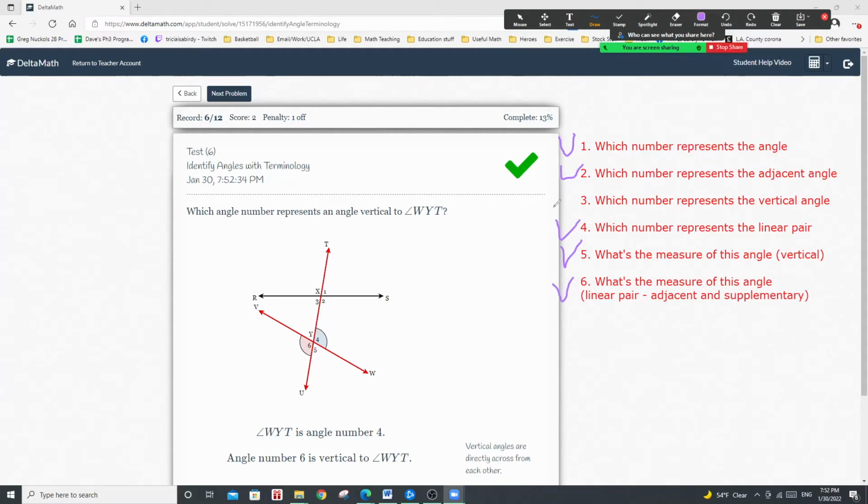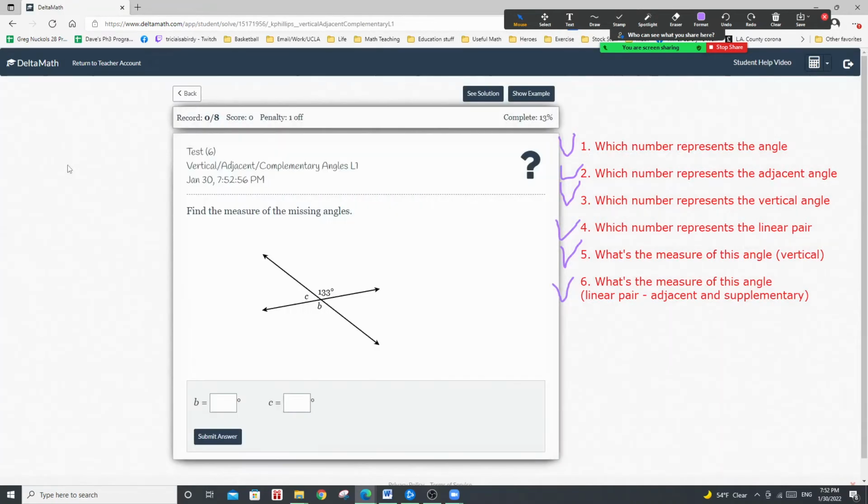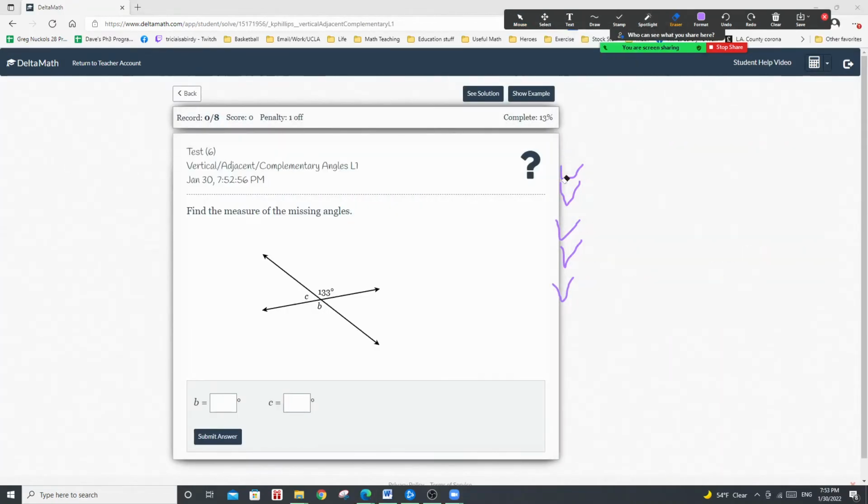Let's make sure it's purple. Okay, so let's go back. Let's take a look at this second one then. Vertical, adjacent, complementary angles. And let me erase this now. Let's go over what we can take away from this.